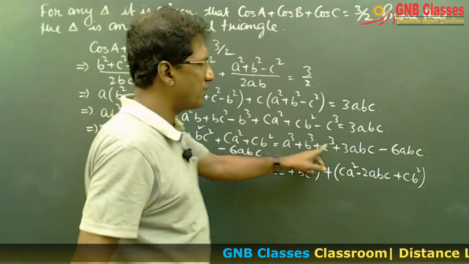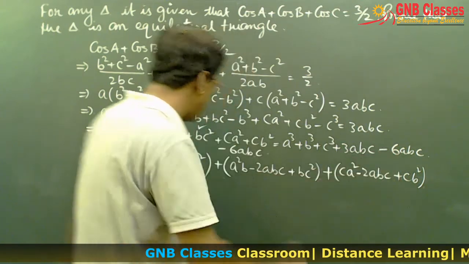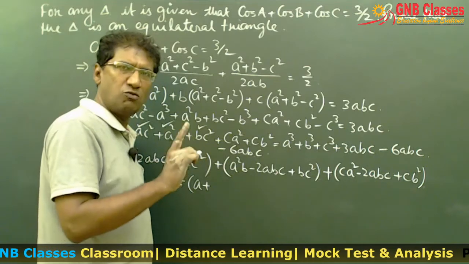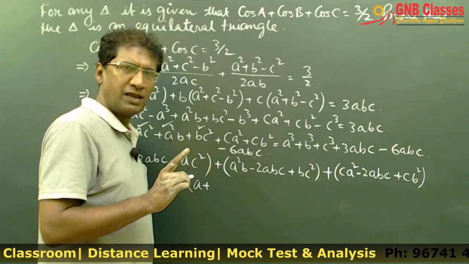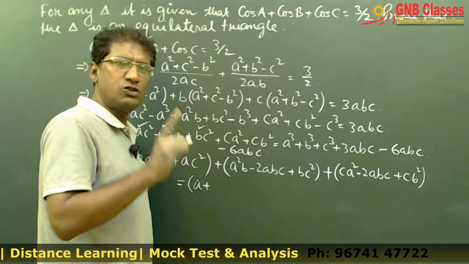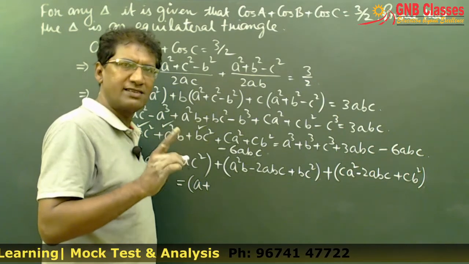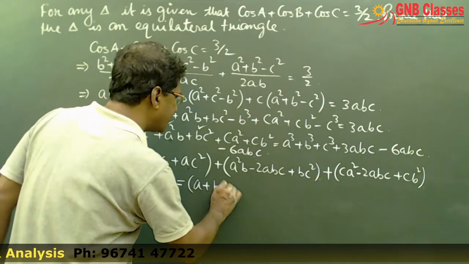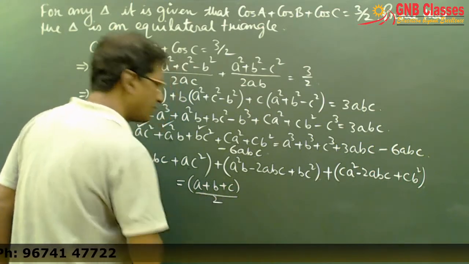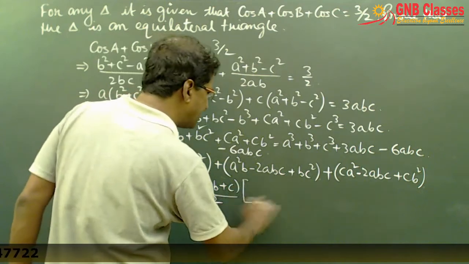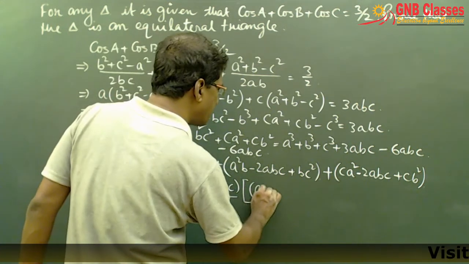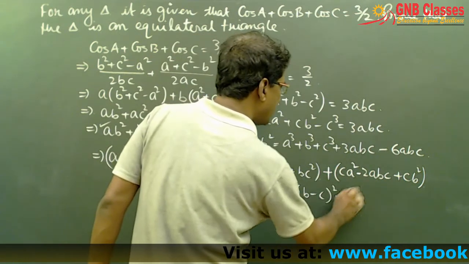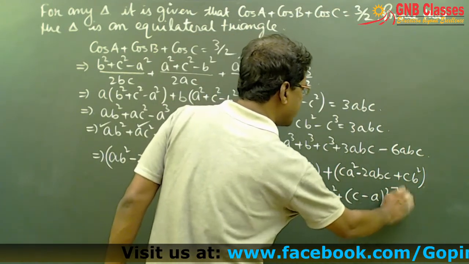A cube plus B cube plus C cube minus 3ABC, which gives you A cube plus B cube plus C cube minus 3ABC. What is the formula? It's A plus B plus C into A square plus B square plus C square minus AB minus BC minus CA. Is it clear? Now, if I divide it by 2, then we will multiply with 2 and this one will give you A minus B whole square, B minus C whole square plus C minus A whole square. Is it clear to all of you?